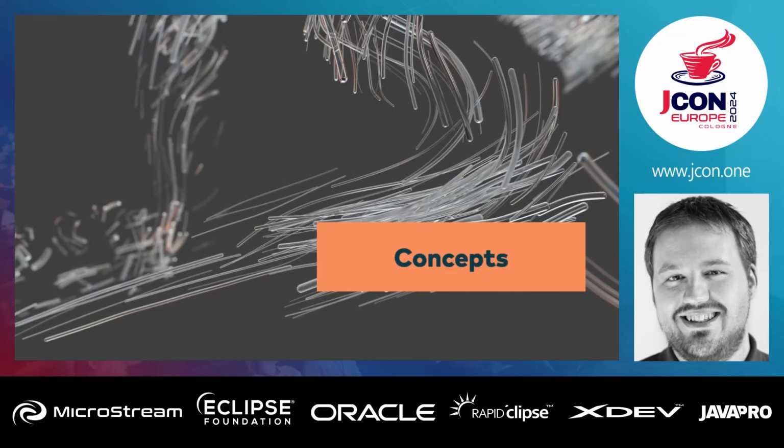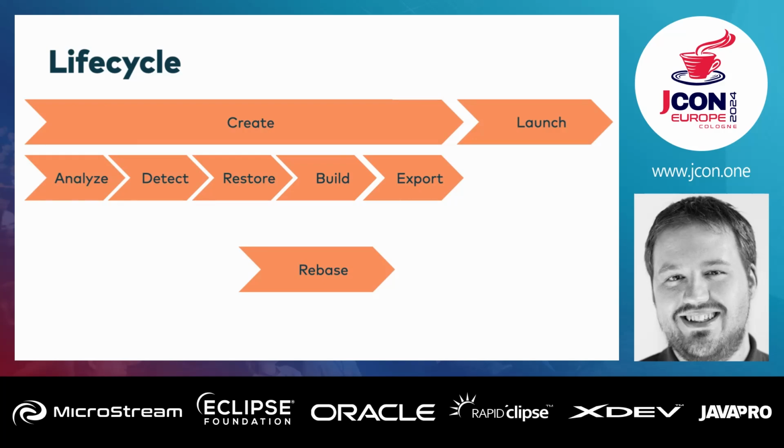So I said Buildpacks itself is just a specification, and the specification contains some concepts. So the first one is we have a life cycle. So during the analyze phase, every buildpack is called, and then it looks at your source code and can detect, for example, oh, there is a POM XML. I need to run Maven within my build. So in the analyze and detect phase, this is done.